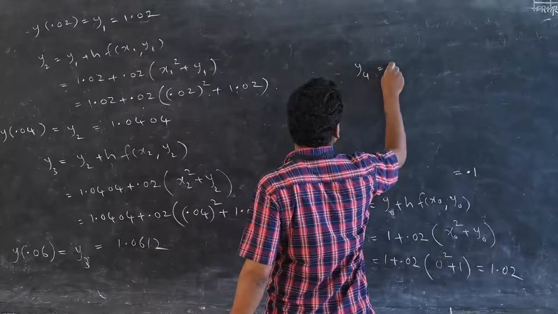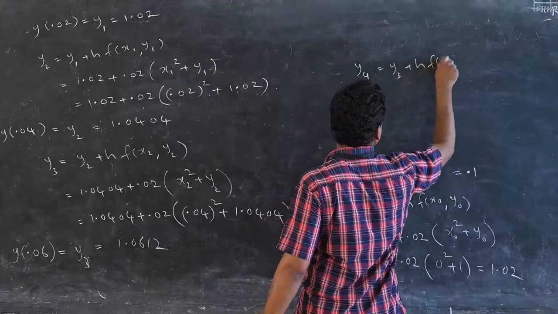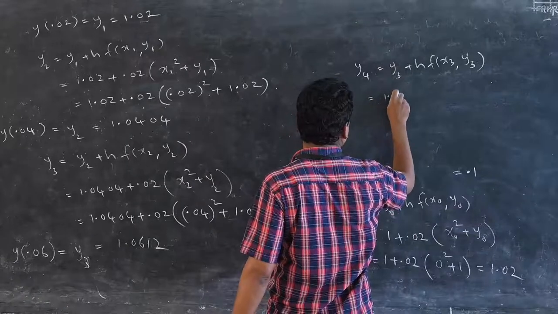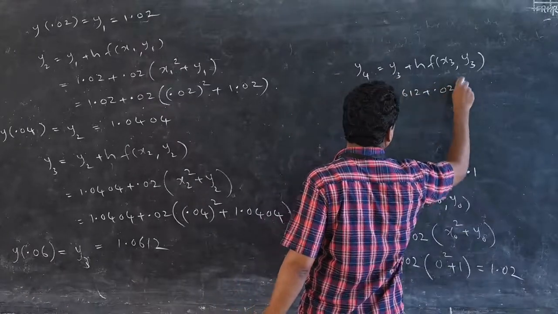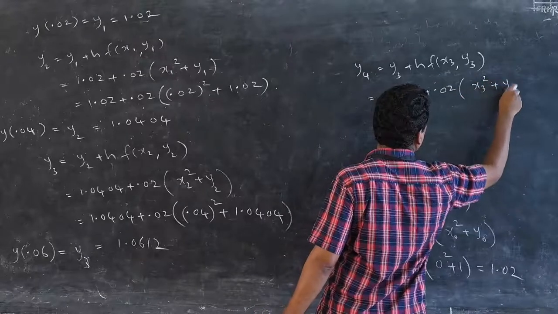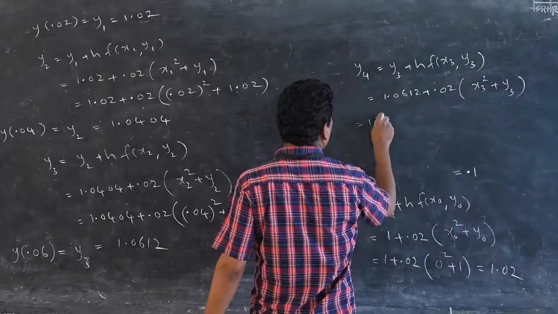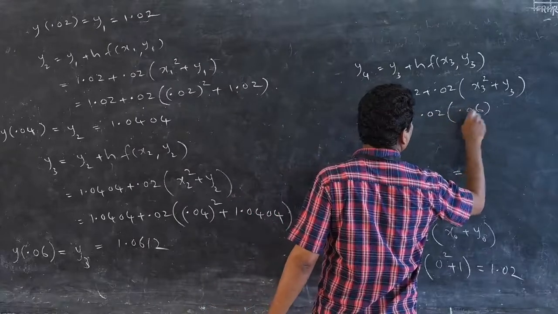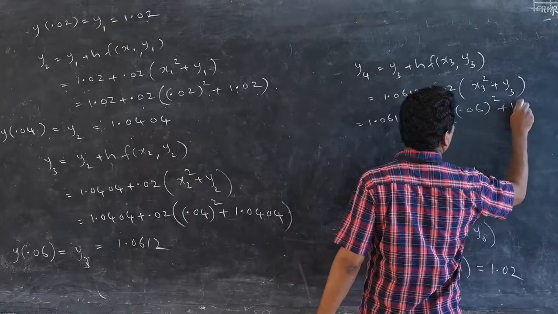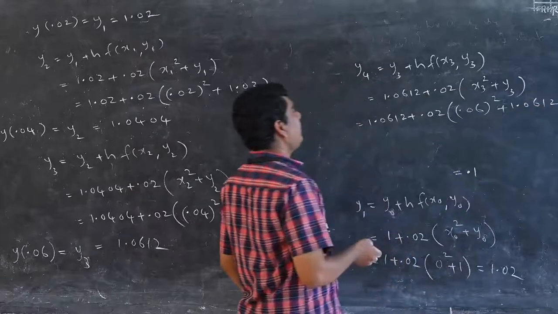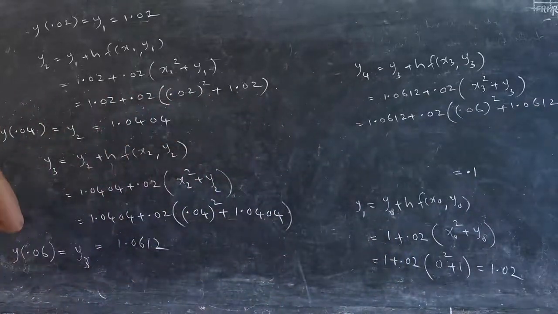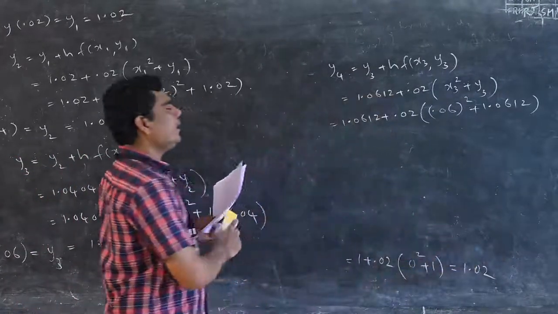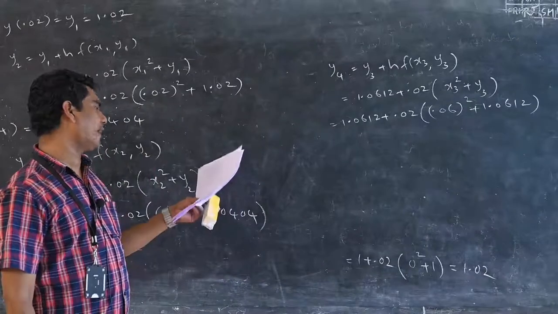y4 is equal to y3 plus h into f of x3, y3. So y3 is 1.0612, plus 0.02 into x3 square plus y3, which is 1.0612 plus 0.02 into 0.06 square plus 1.0612. Using a calculator, find the value of this.